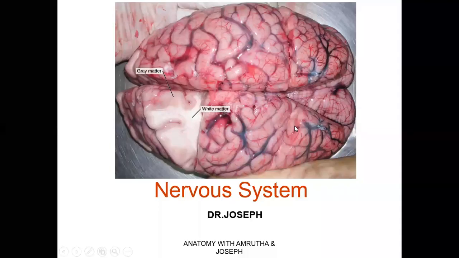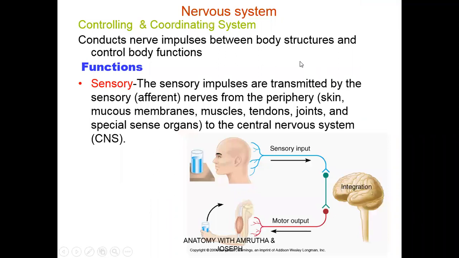Today we will see nervous system anatomy. The nervous system conducts nerve impulses between body structures and controls the body functions. The functions are sensory, which carries the impulses from different parts of the body like skin, mucous membrane, muscles, tendons, joints, and special sense organs like vision and hearing. They are taken from the periphery to the central nervous system. So sensory inputs or afferent inputs go to the brain or the central nervous system.